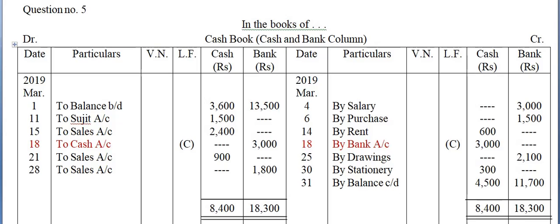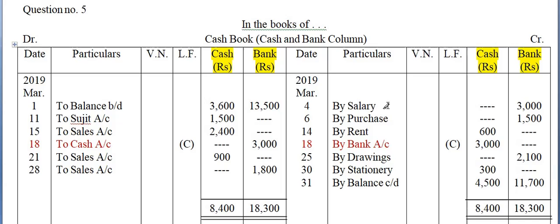Hello, dear children. Now, in this video, we will have a look at the double column cash book. By double column cash book, we mean a type of cash book which has two amount columns, of both cash and bank. But in the single column, we only have one amount column, either cash or bank.